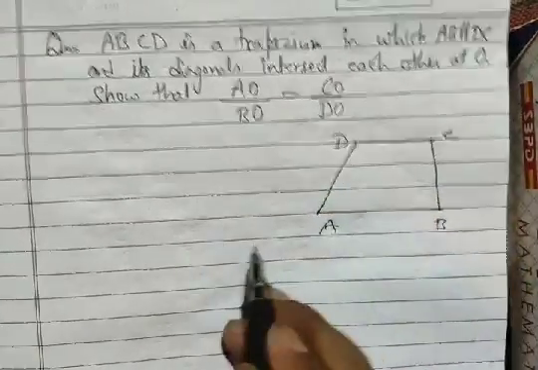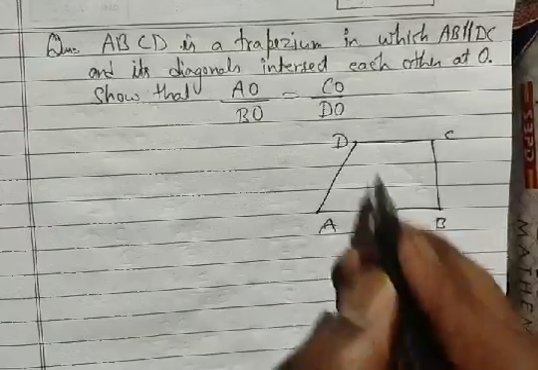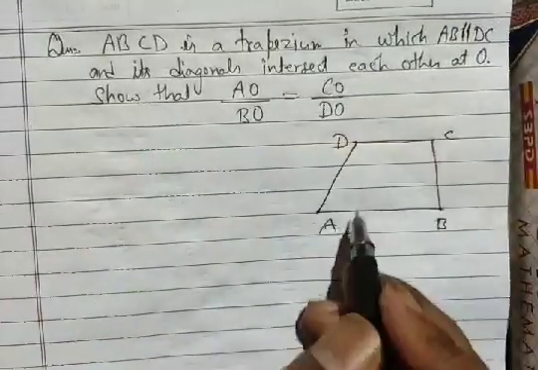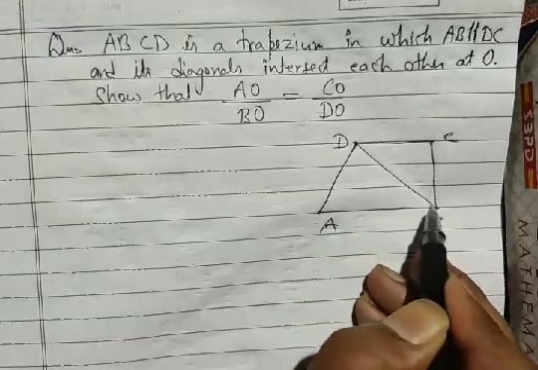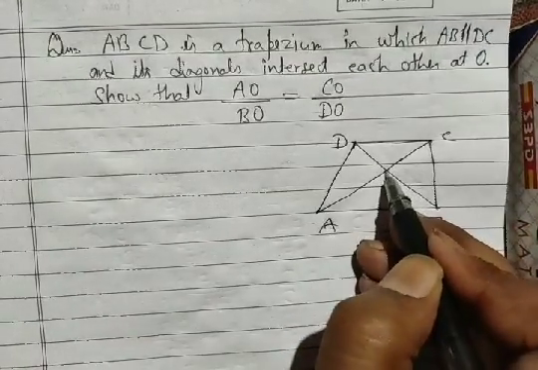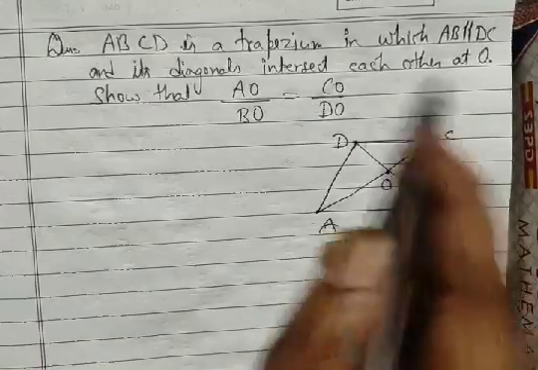ABCD is a trapezium in which AB is parallel to DC, and its diagonals intersect each other at O. Now we are going to join the diagonals and name our intersection point O.